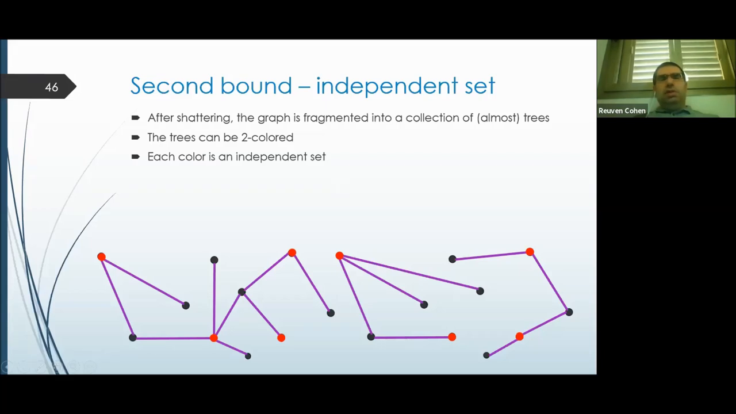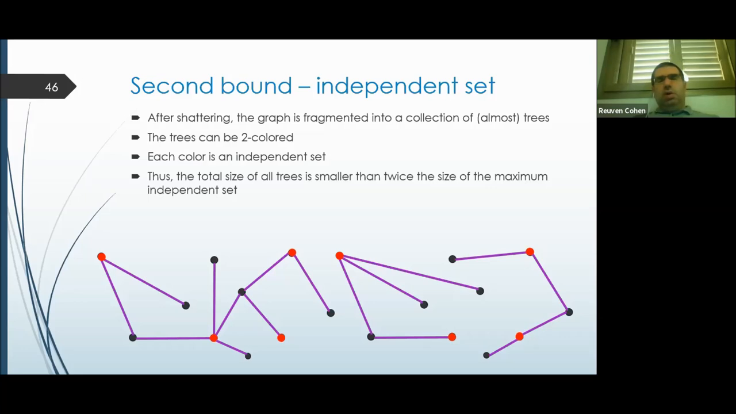Each color is an independent set in the graph, since it has no neighbors that have the same color. And independent sets are sets of nodes such that no two nodes are neighbors.